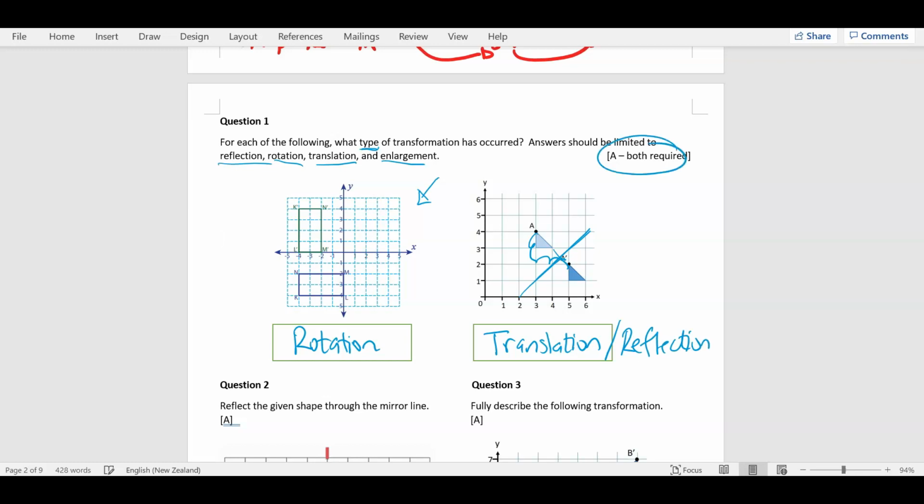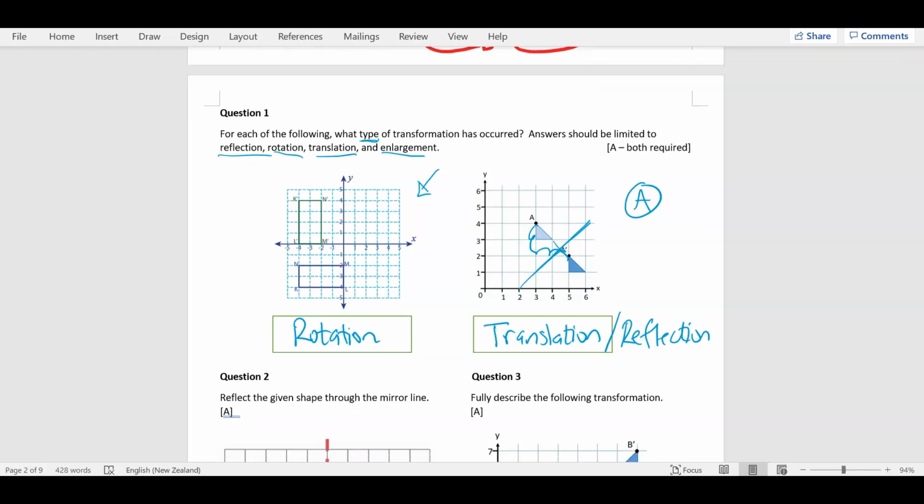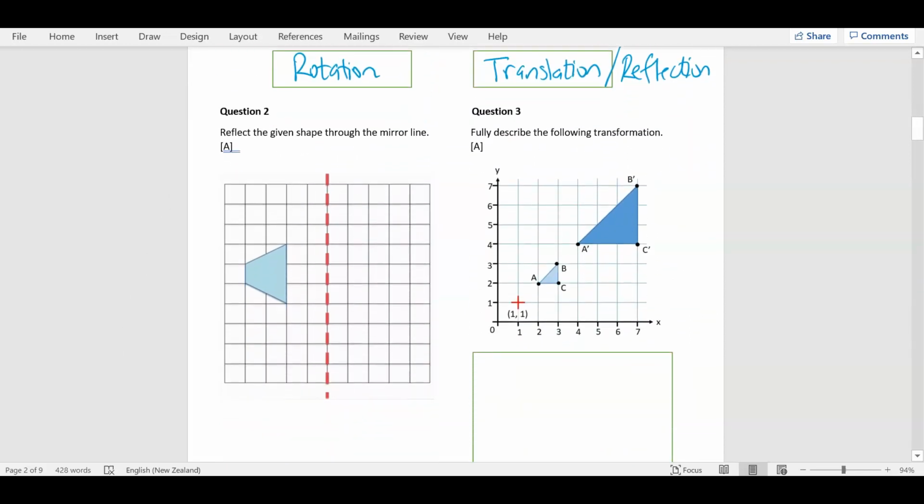And the key thing is you needed to get the correct answer for both questions to get that achieved mark. For example, maybe you wrote reflection here. You would not have got any marks at all, even if you got this other one correct here. Okay, so that's question 1 finished. Hopefully you picked up your achieved mark here.